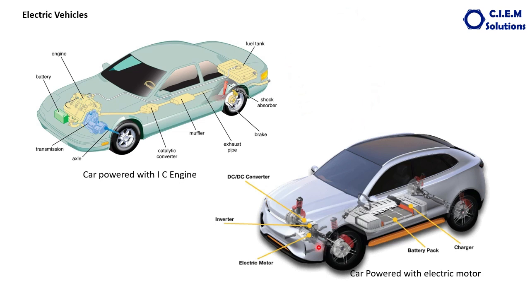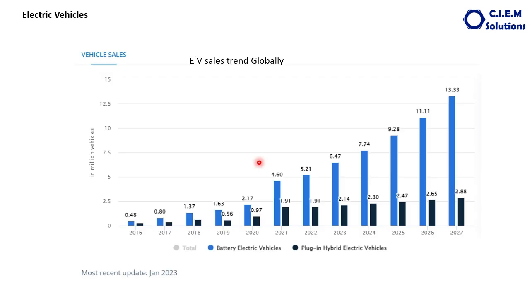Here, there is no burning of fuel at all. When there is no combustion, no burning of the fuel, there are no exhaust gases and no pollution. That is the main difference. So a motor is replaced here with the engine, and the fuel tank is replaced with the battery.